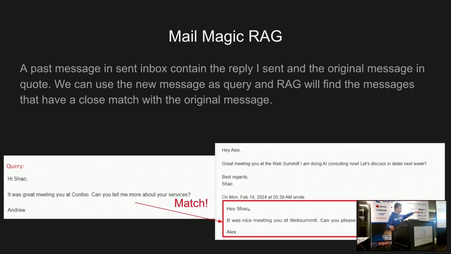And above that, since it's in my sent inbox, it has my past reply. So I can easily use some Python code to extract from that document what's on the top. Then I can grab those messages as few-shot examples and feed them back into my prompt. So that's how we did our augmented generation.